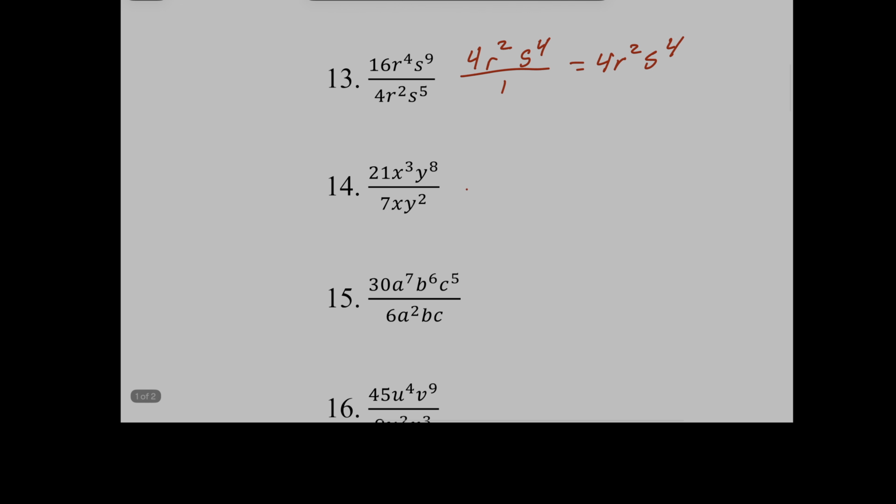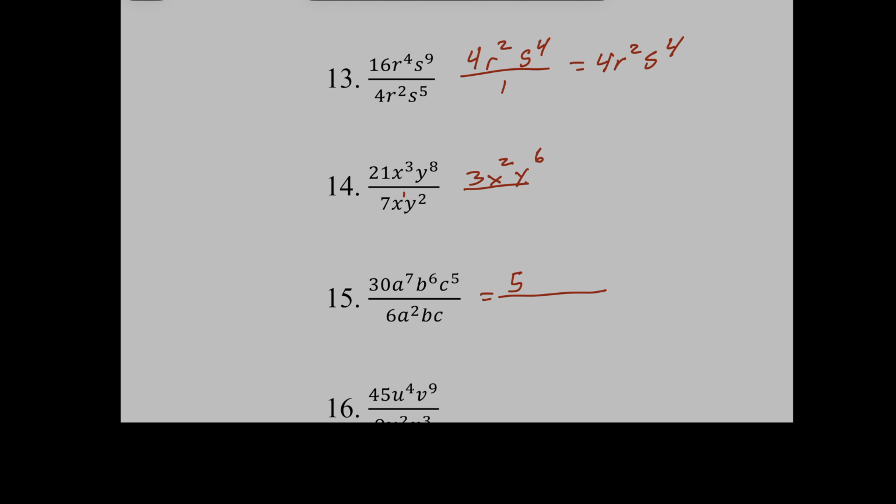Okay, this one's going to become a 3 on top. I have more on top, and I have more on top. Remember, that's like an x to the 1. That's why I went 3 minus 1 equals 2. Okay? This one, 30 divided by 6 is going to be a 5 on top.